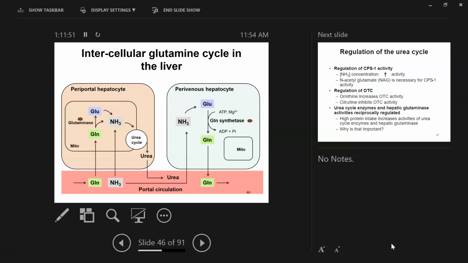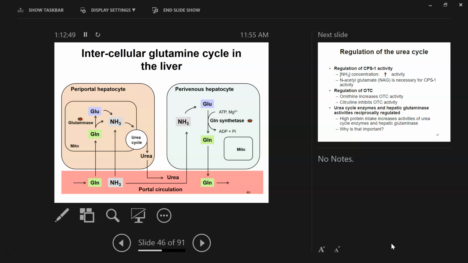Again, the purpose of the urea cycle is to get rid of ammonium. Ammonium is generated from the deamination of amino acids in the circulation, picked up by the periportal hepatocytes and enters the urea cycle for synthesis of urea, which is then released into circulation and excreted in urine. And glutamine, as I mentioned, is also a transporter of ammonia from other types of cells that can be delivered to the periportal hepatocytes.